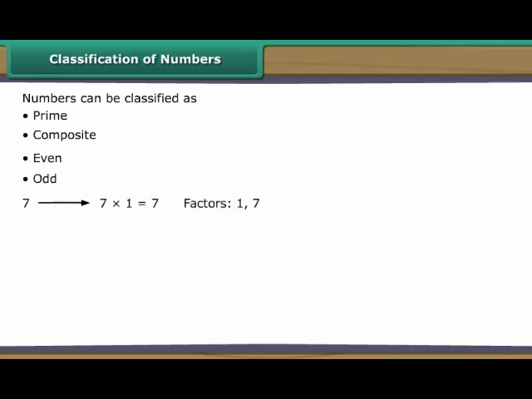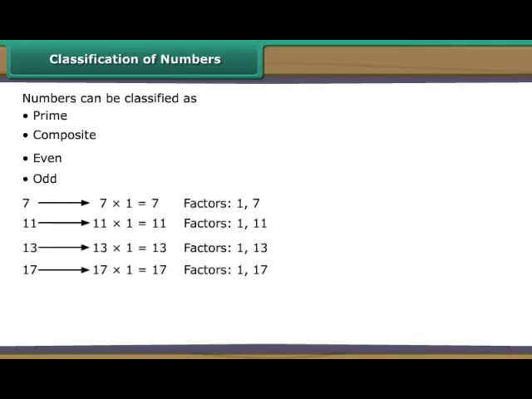Classification of numbers. Numbers can be classified as prime, composite, even, and odd. Let us look at them one by one. Consider the number 7. Let us list out its factors. Let us look at some more numbers and their factors. What is common among these numbers? All these numbers have only 2 factors, 1 and the numbers themselves.